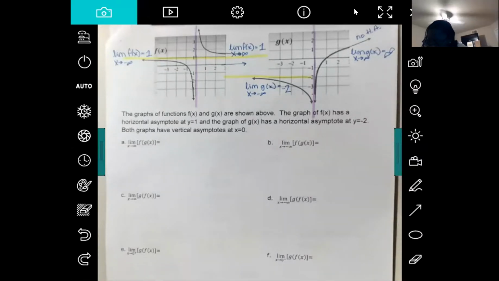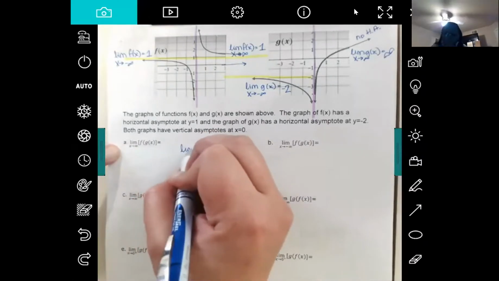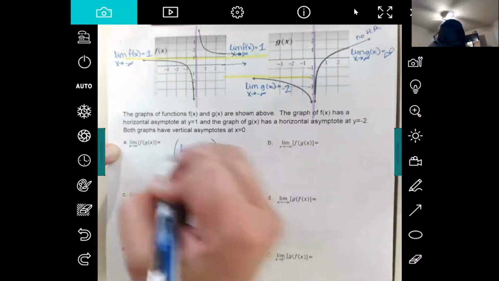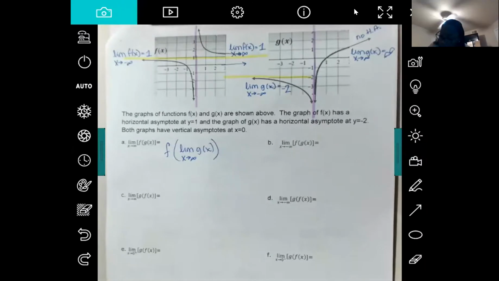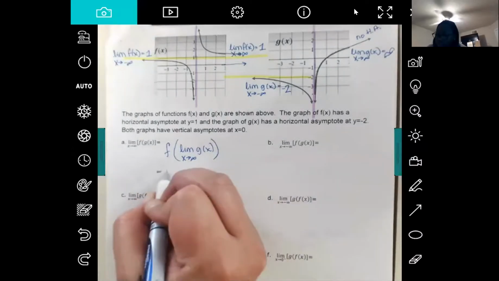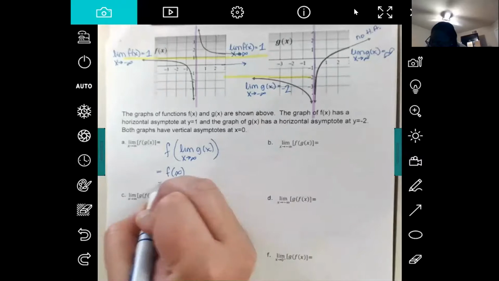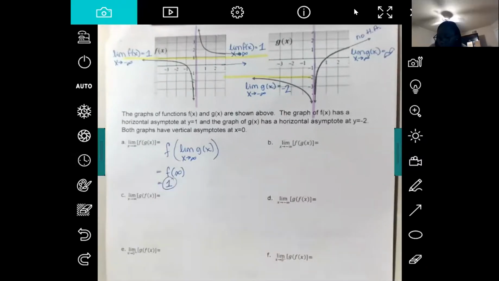Okay, so for the first one, we're doing the limit as x approaches infinity of g of x first, and then we're going to plug that in to f. So what's my limit for g as x went to infinity? And then I want f of infinity, which means I want the end behavior on the right side of the graph of f. What is that curving off to? You got it. Okay, try the next one.